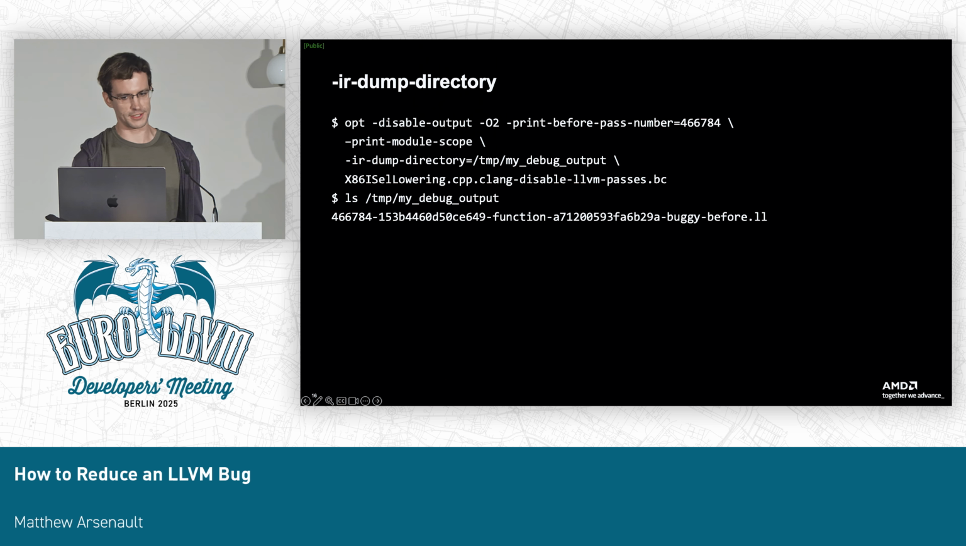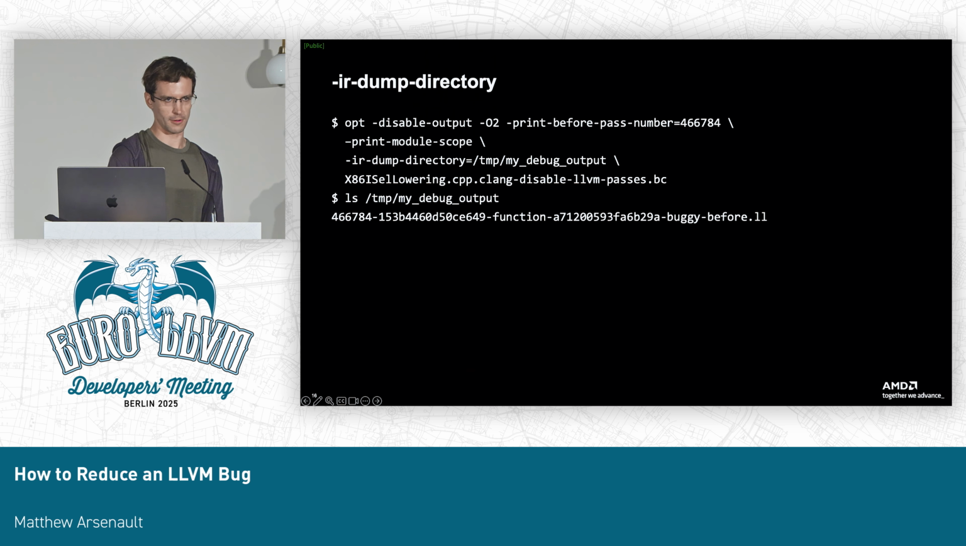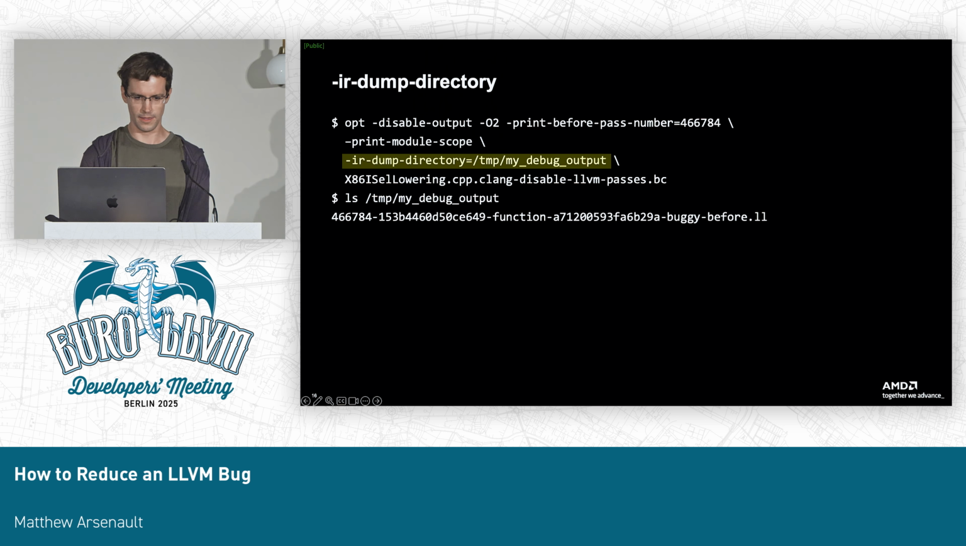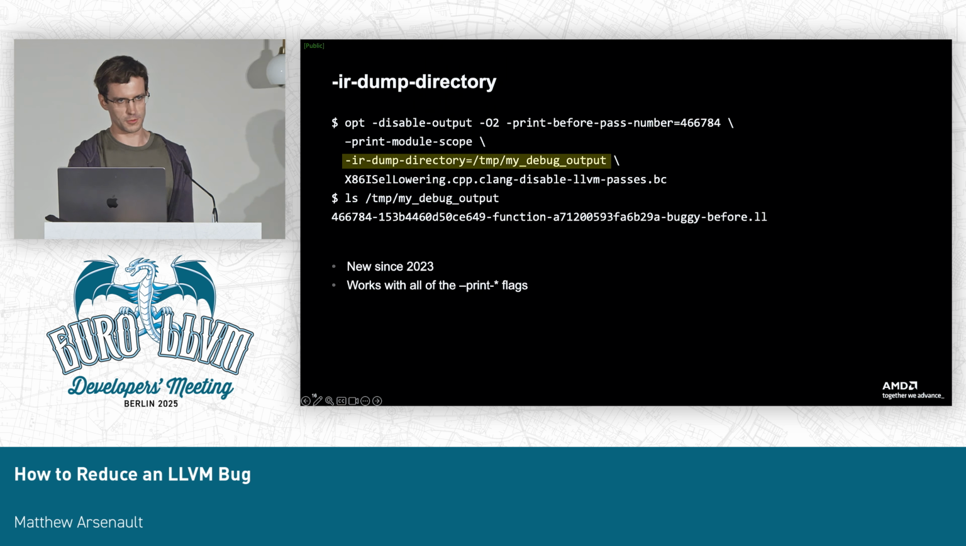But there's a better way now. Since 2023, we have this new IR dump directory option. That just prints it to a file without the extra stderr stuff you don't want. So then you have directly usable output. It's easy to use. You just give it a directory, and it will put some hashes, the pass number, and then the pass name and some other junk. It works in composition with all the other print flags, so you can just accumulate a directory full of these different temporary files.